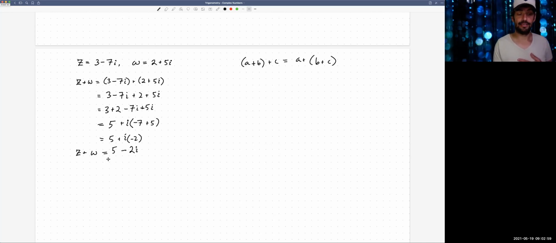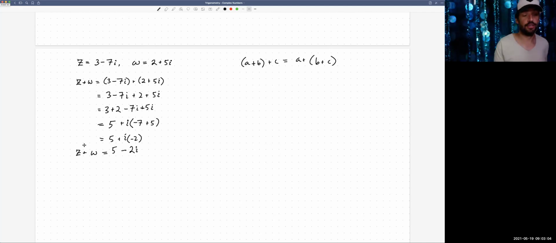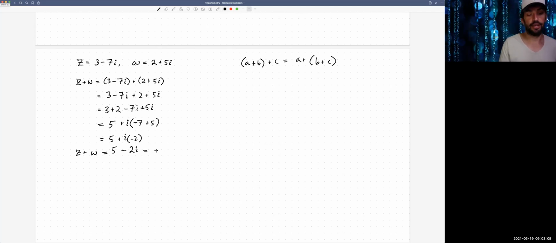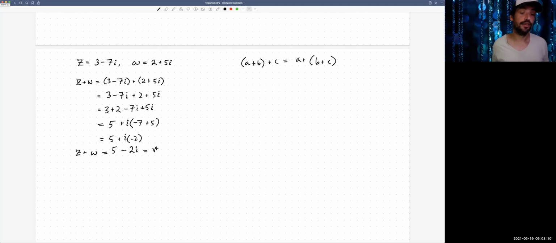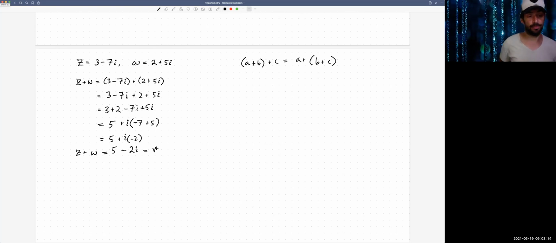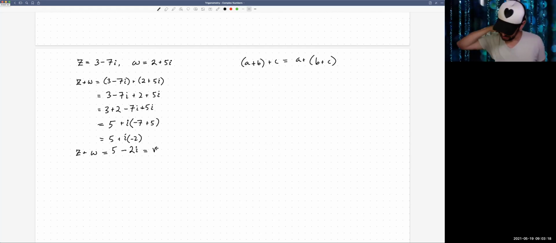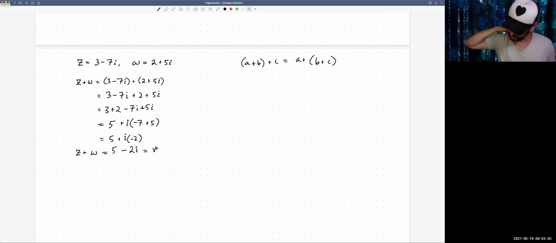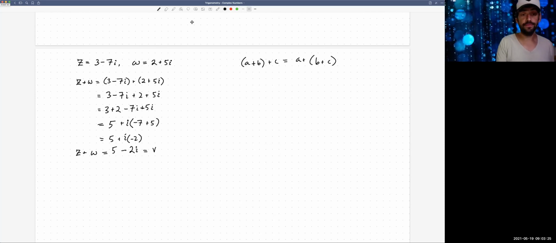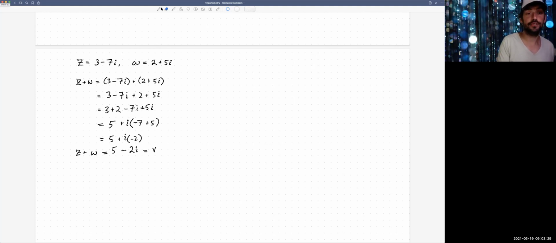But when we add them together, the real part of this new number, maybe I could give it a name, it doesn't really matter, let's give it the name v. This has a real part of 5 and an imaginary part of negative 2. Okay, let's look at subtraction, and then we'll generalize these two ideas.